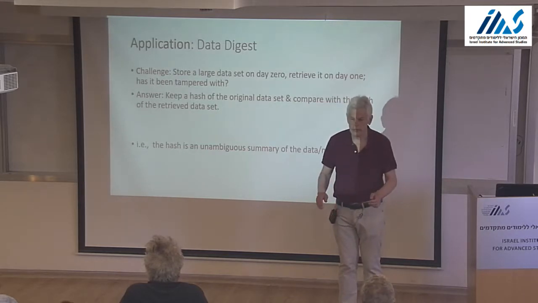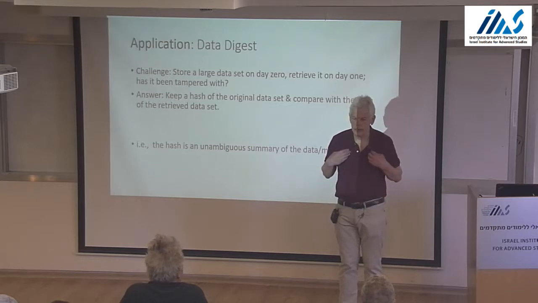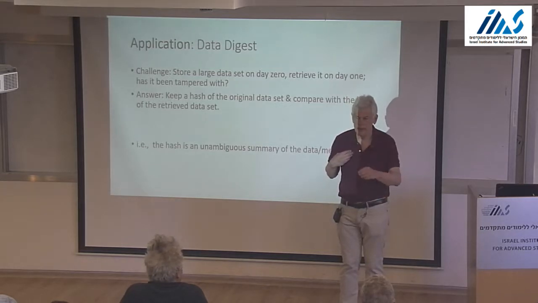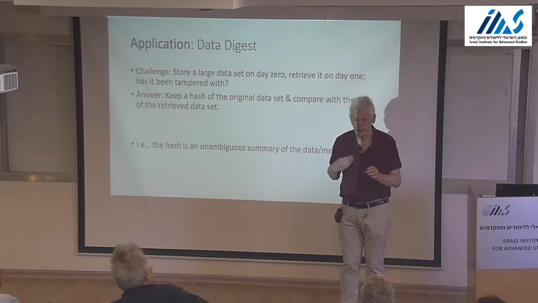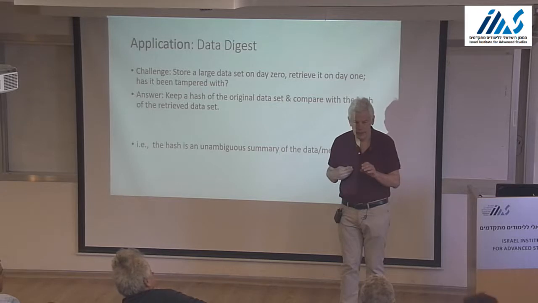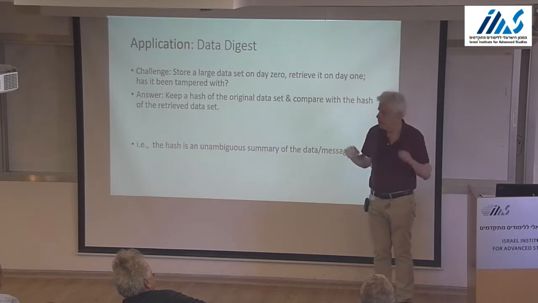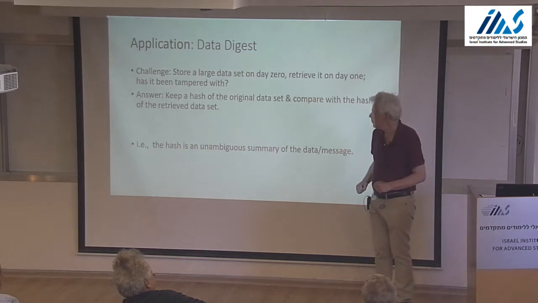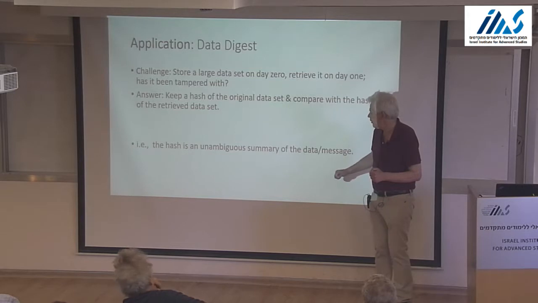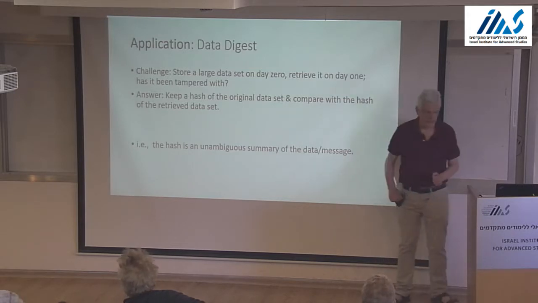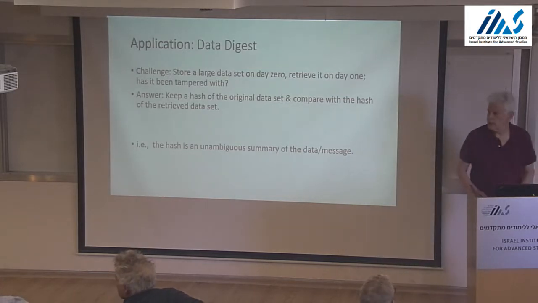And it's a big data, it's expensive to do. I keep the hash of the data. Next week comes by and Eric gives me the data back. How do I know he didn't tamper with this? Answer, I hash the second version of the data, and if the hashes are not identical, I know something happened in between. If the hashes are identical, I'm happy. So the hash is an unambiguous summary of the data, of the message.